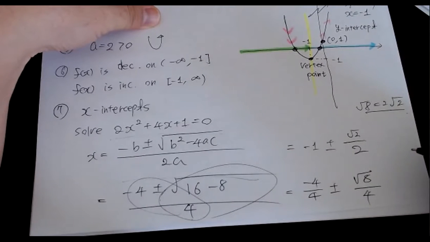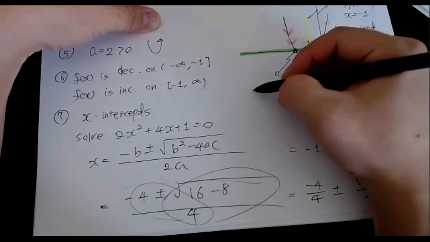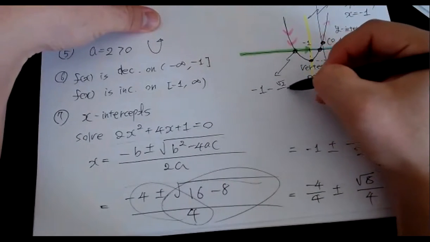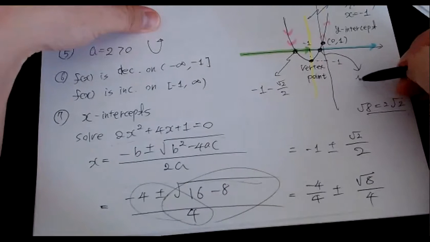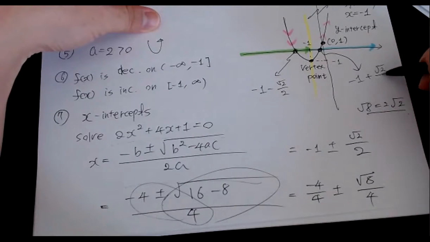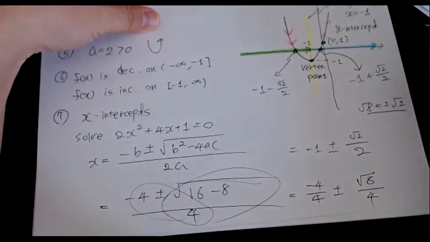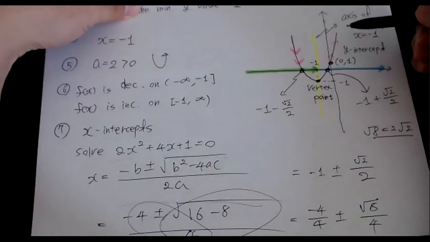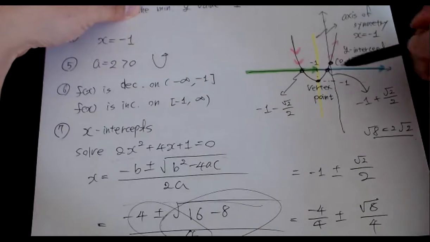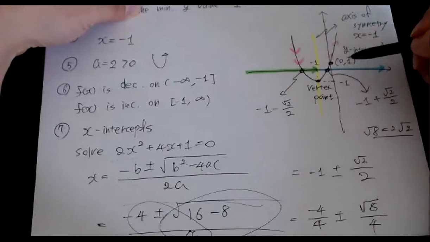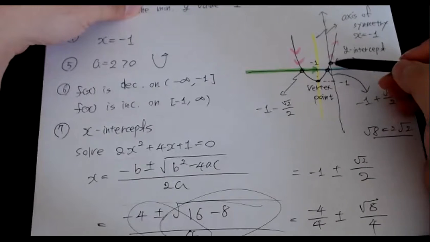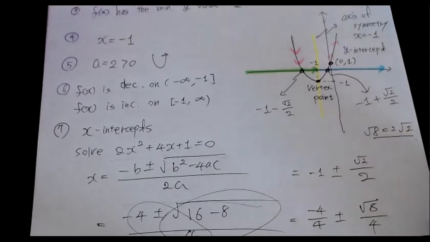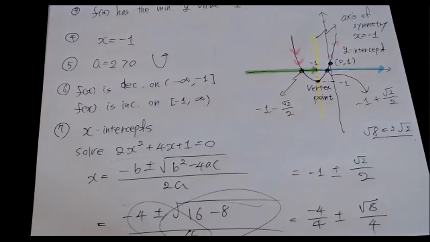So this is going to be -1 minus the square root of 2 over 2, and this one is -1 plus the square root of 2 over 2. Okay. So I think we got a pretty accurate graph, with the points of the x-intercepts and the y-intercept.